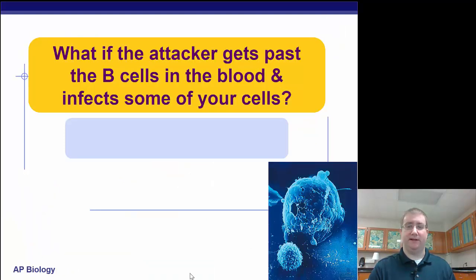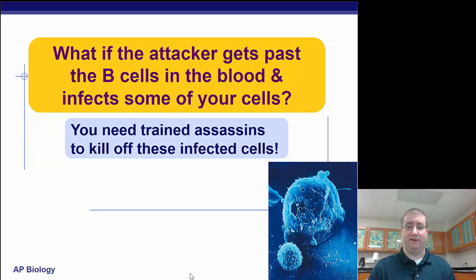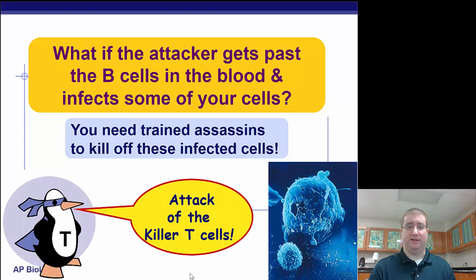The question is, what if the attacker manages to get past the B cells and actually infect some of your cells directly? So it's not talking about a floating virus or floating bacteria anymore. What happens if they actually make it into your physical cell and are hiding in there to prevent them from getting destroyed? Thankfully, you have T cells, specifically killer T cells or cytotoxic T cells, that are going to help you out.